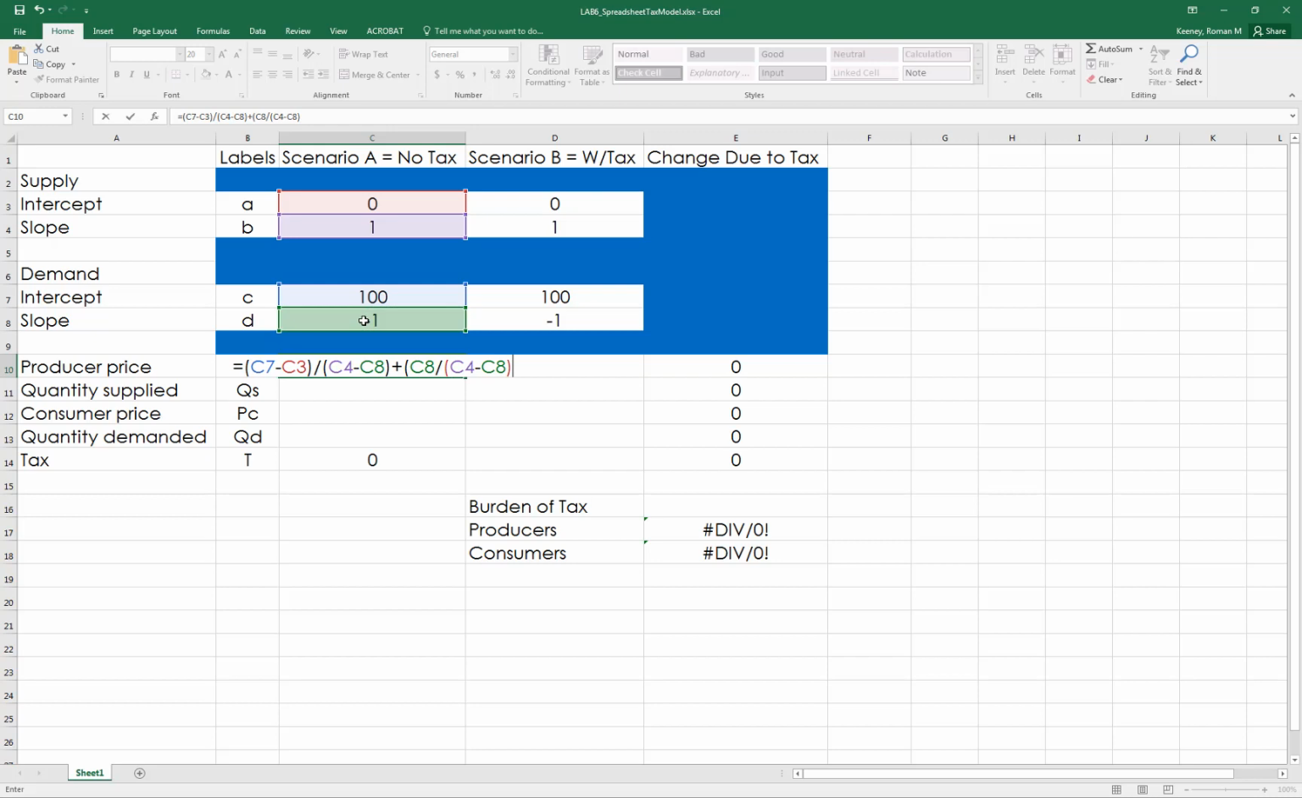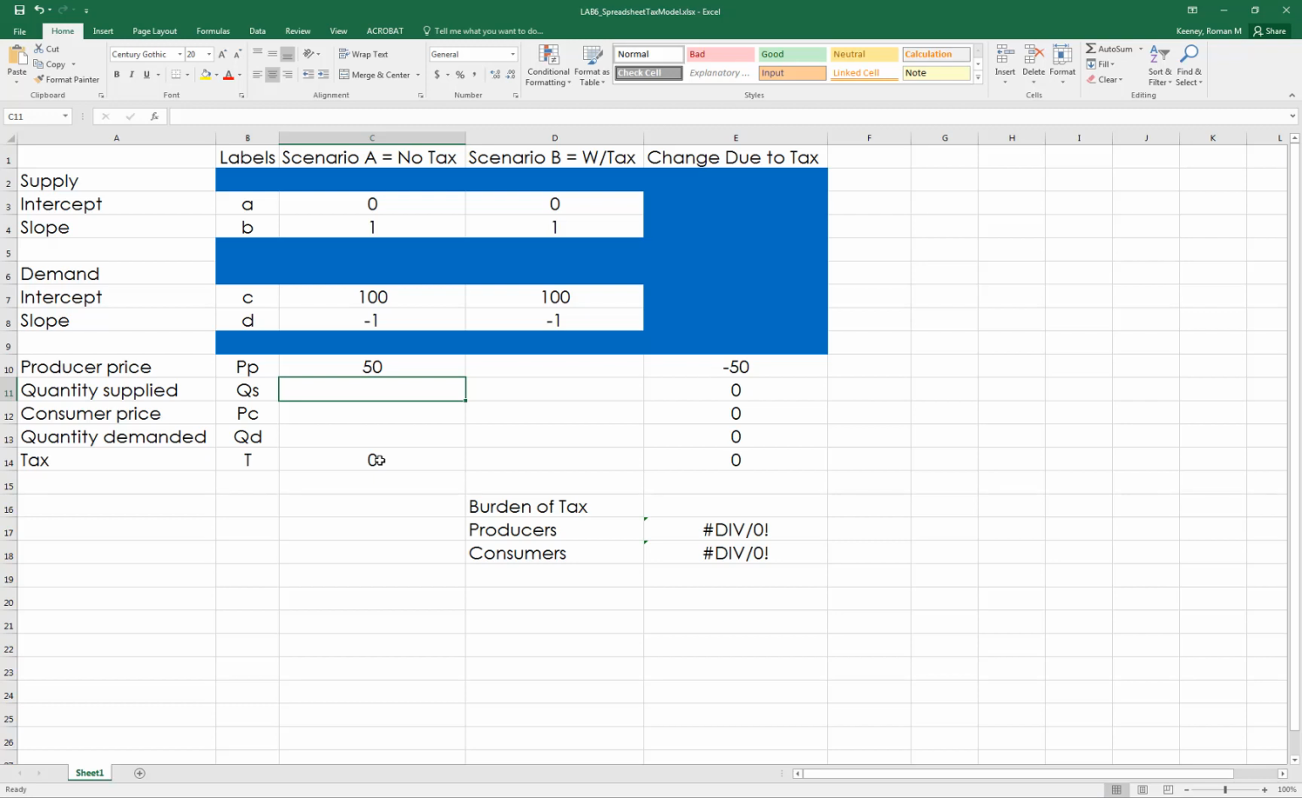Close that parentheses, close them again for the other one, and so this first component is P star, this component is that tax incidence factor for producers, and we need to multiply that by our tax variable, which is down here in C14 under T. Do all that and you'll see a price of 50.